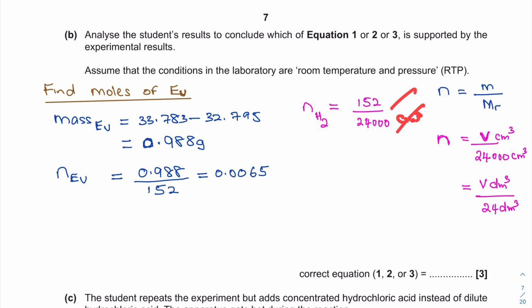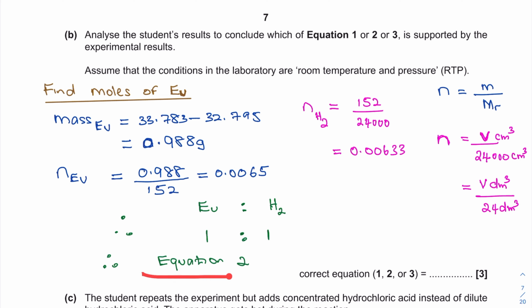So the unit cancels out. In this case, it's a ratio. So that will give us the mole of 0.00633. So this is roughly the same mole as that one. That means the ratio of europium to hydrogen, if you divide by the smallest, you would end up with a ratio of 1 to 1, which means the correct equation will be equation 2.